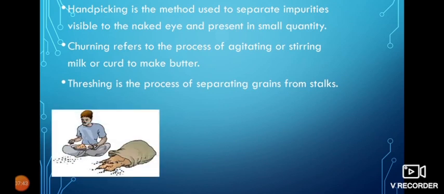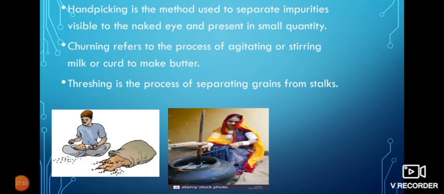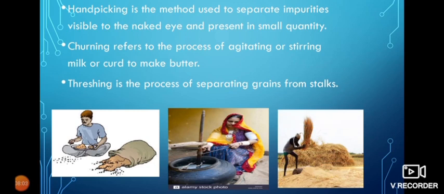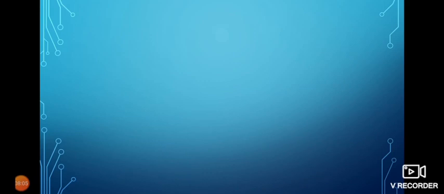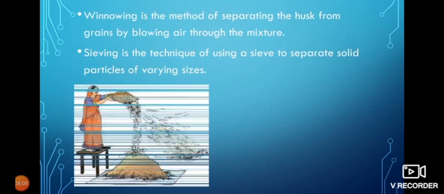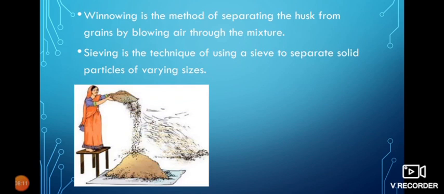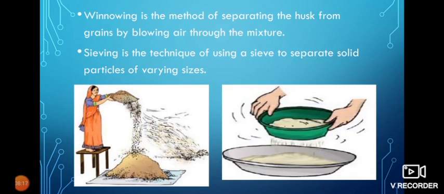Hand picking is the method used to separate impurities visible to the naked eye and present in small quantity. Churning refers to the process of agitating or stirring milk or curd to make butter. Threshing is the process of separating grains from stalks. Winnowing is the method of separating the husk from grains by blowing air through the mixture. Sieving is the technique of using a sieve to separate solid particles of varying sizes.